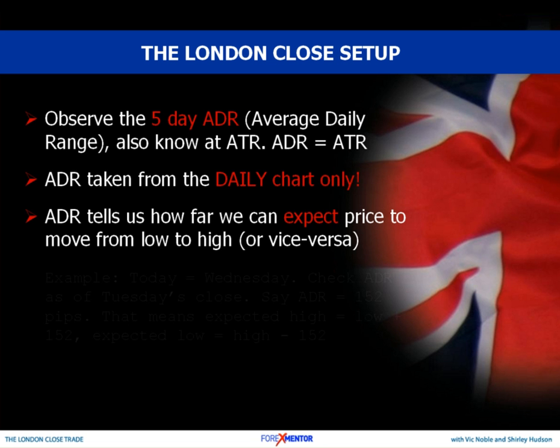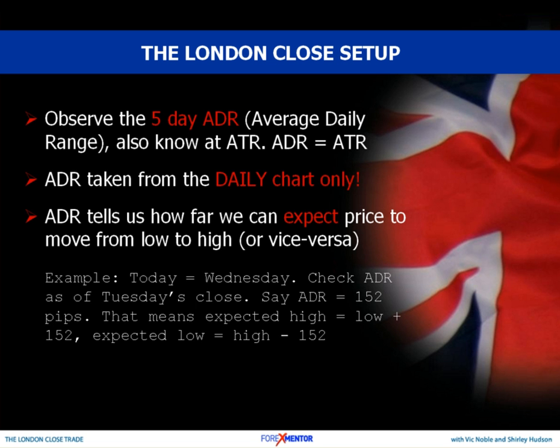Now let's give a little example here. If today is the start of Wednesday, and we're looking at a particular currency pair, what we do is we look at the 5-day average daily range as of the close of Tuesday. Make sure you get that. We don't use the current day's candle because the day's not over. We don't know what the range is going to be, right? So coming into Wednesday, all we know is the 5-day average daily range as of the close of Tuesday. Make sense?